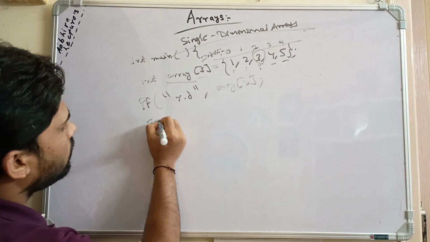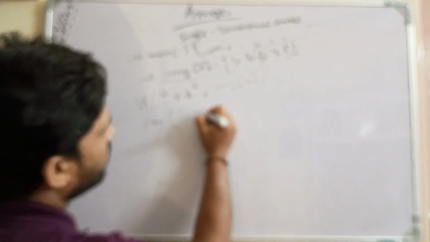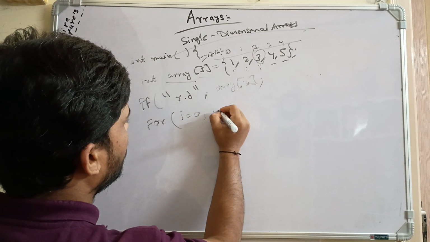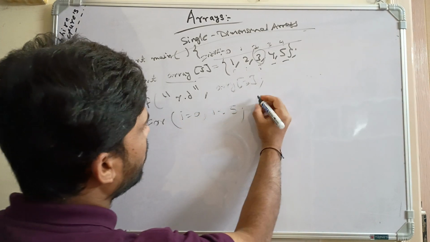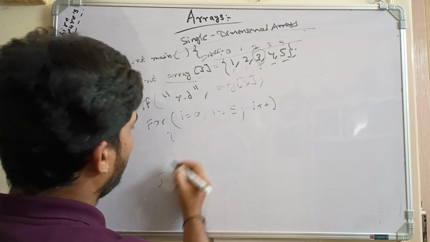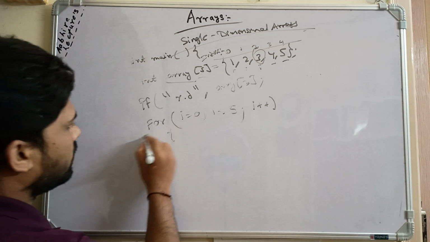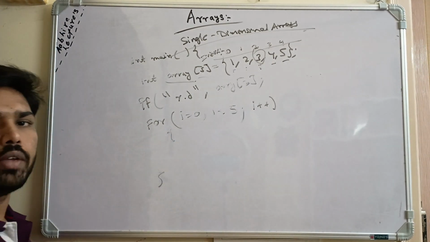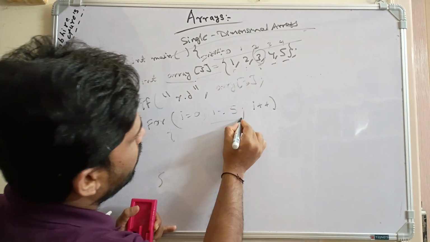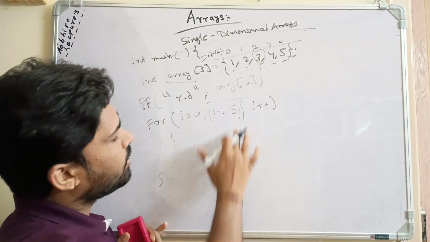So for i equal to 0, i less than or equal to 5, then i plus plus. Inside we can print. So we know the loop. If you are following my video, I already discussed why we are using a loop: if you want to repeat a value, if you want to iterate. How much is the size? 5. So the condition is given up to 5. I want to print, I want to do the iteration.